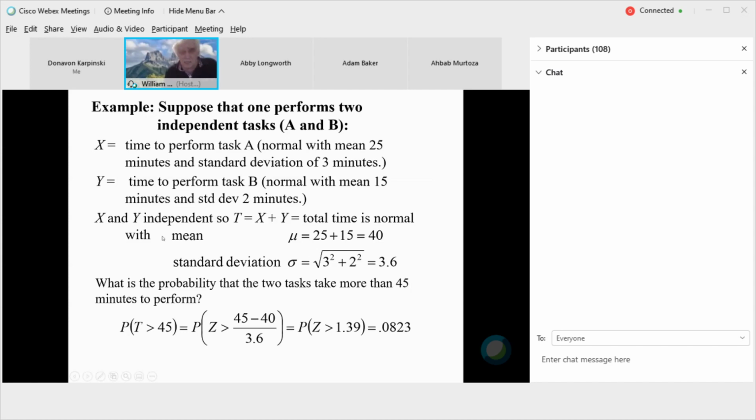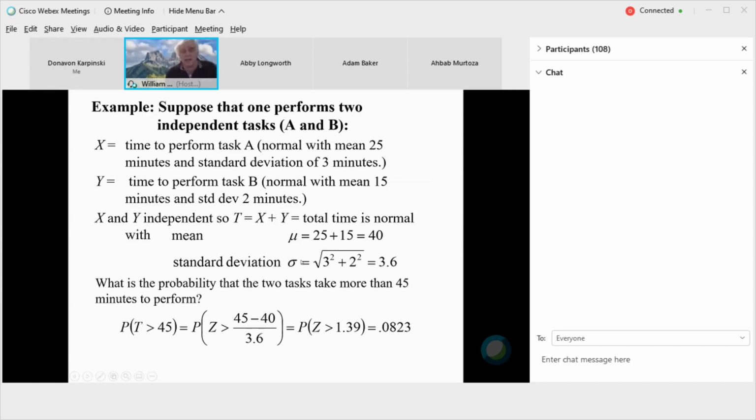This is computing the standard deviation. Standard deviation is just the square root of the variance. The variance of X plus Y would be plus 1 squared times 3 squared plus 1 squared times 2 squared, so the standard deviation is 3.6. Now that we've found the mean and the standard deviation, we can compute the probability.